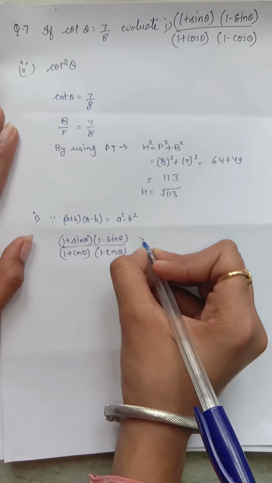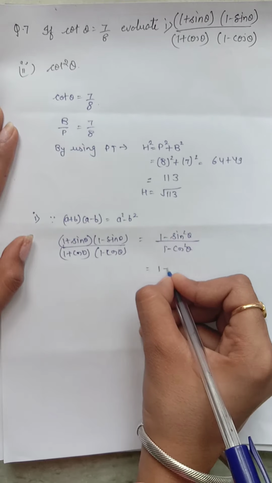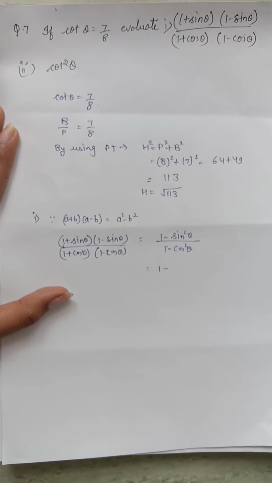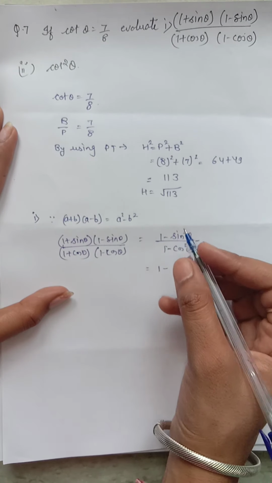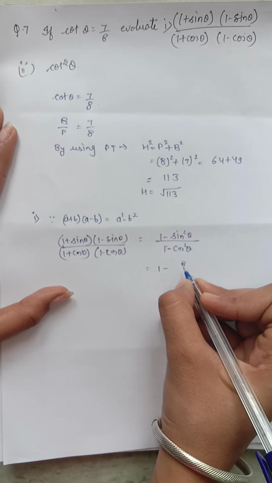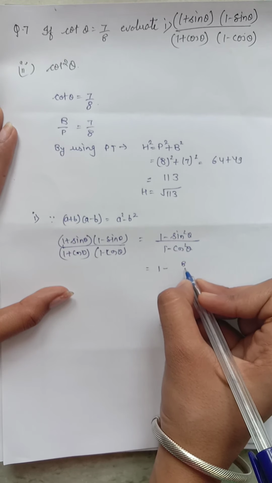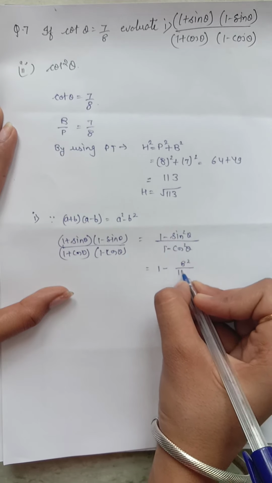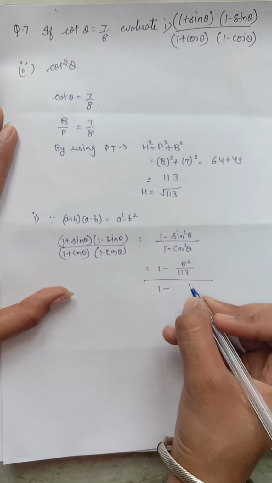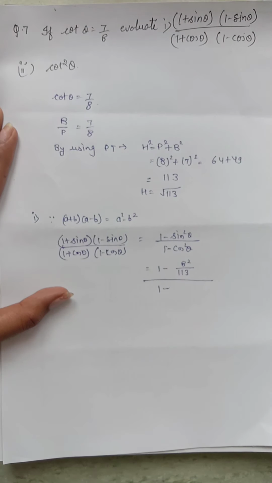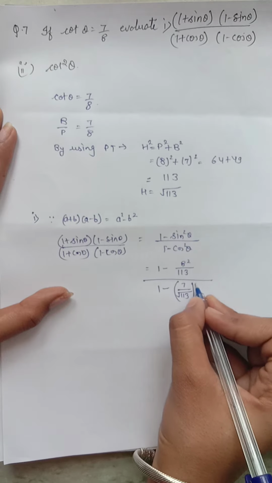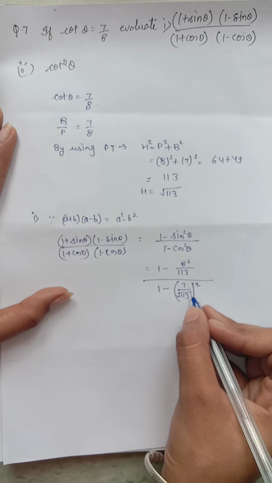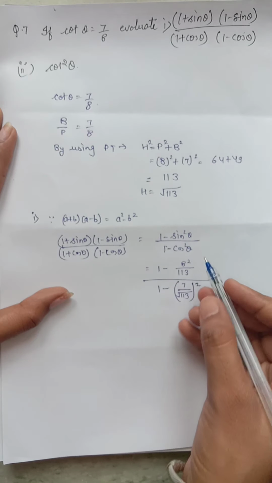Okay. So 1 minus sin square theta. The formula for the sin is perpendicular upon hypotenuse. Perpendicular is 8, hypotenuse is root 113. So 8 upon root 113 whole square, it means 8 square upon 113, upon 1 minus cos square. The formula for the cos is base upon hypotenuse. Base is 7 and hypotenuse is root 113 square. You can put the values this way also or this way also.